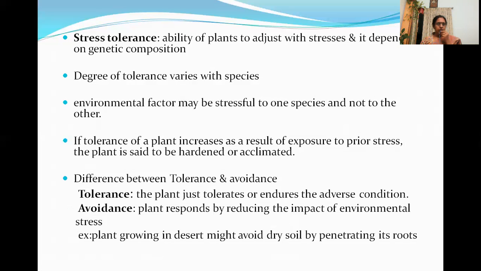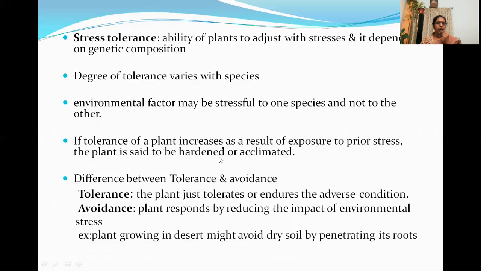And the important things are stress tolerance, that is the ability of plants to adjust with stresses, and it depends on genetic composition. And then the degree of tolerance. See, the degree of tolerance varies with the species. Some species have a very high degree of tolerance to exposure to heat or drought. Some species will not have. And this is also genetically determined. And then an environmental factor may be stressful to one species and it may not be stressful to the other species.